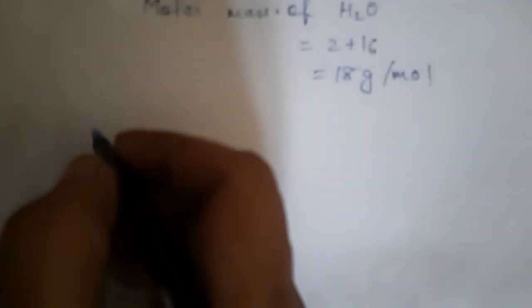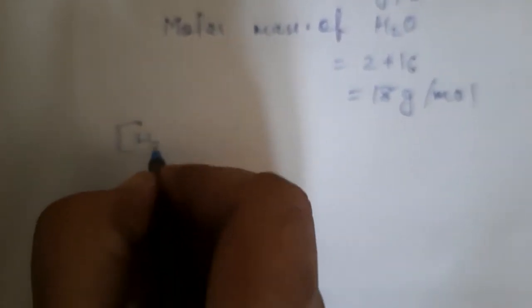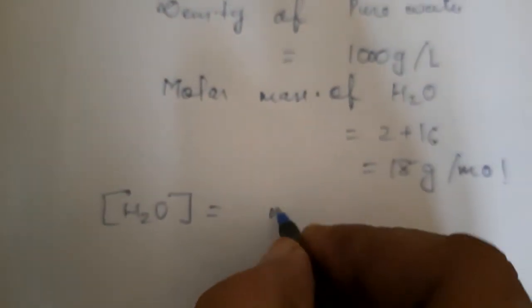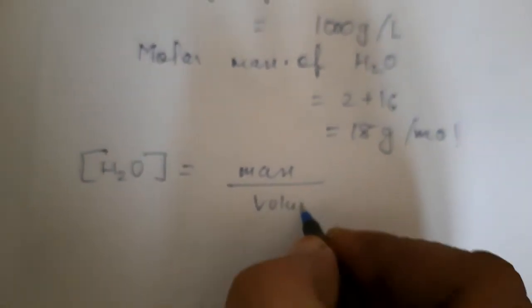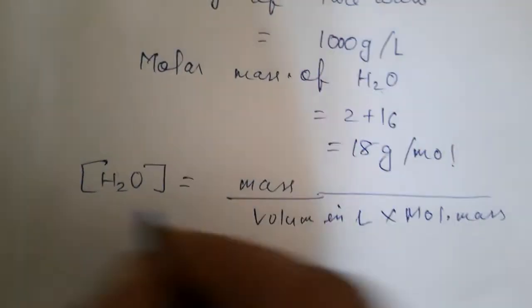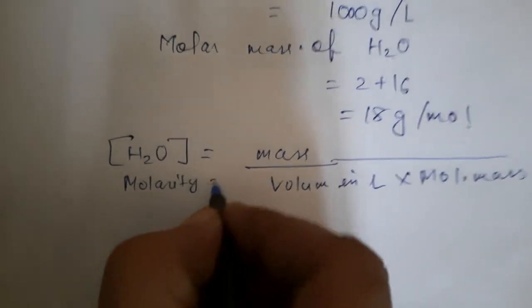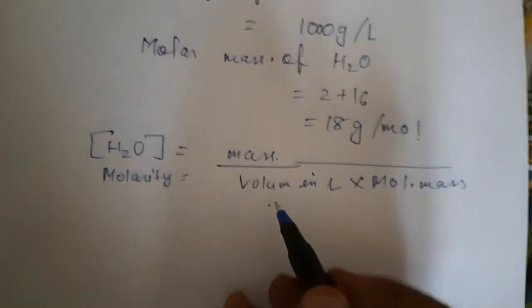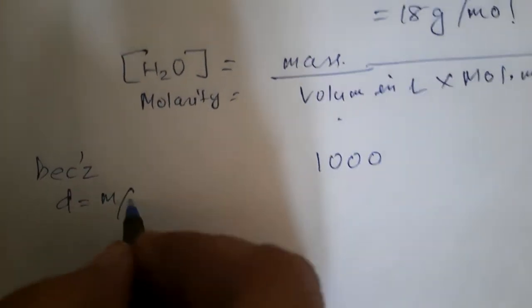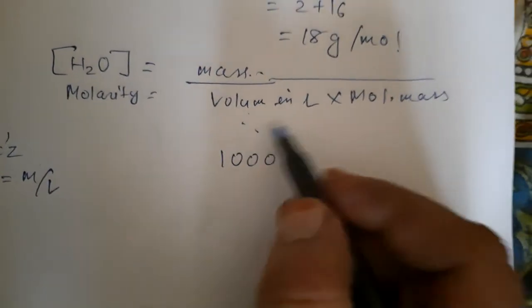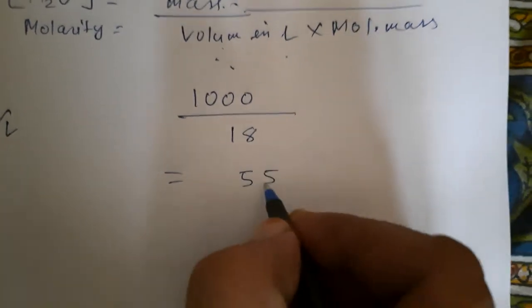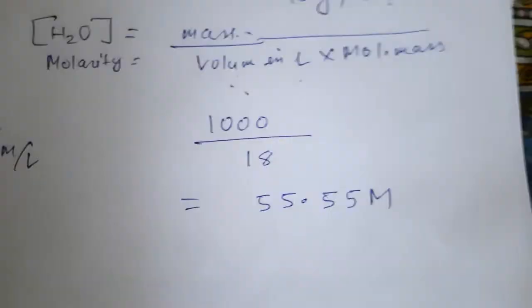Now we have to find the molarity, or concentration, of H2O, which is equal to the mass given divided by, what is the formula of molarity? Mass upon volume in liter into molecular mass. This is the formula of molarity. Did you understand, children? We studied it in the first chapter. So mass upon volume can be called d, density. So density we know is 1000, because d is equal to m upon V. So density is known, mass upon volume in liter upon molecular mass, it is 18. When you divide this, it will give you 55.55 molar. That means the molarity of pure water is 55.55 molar.